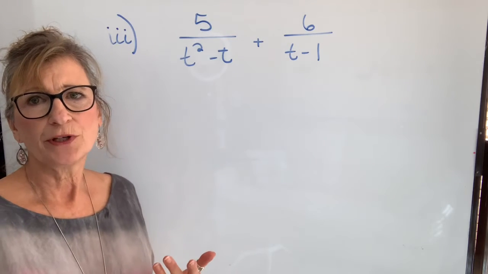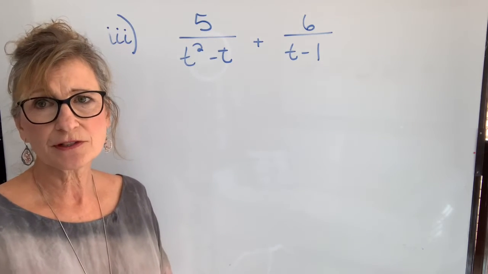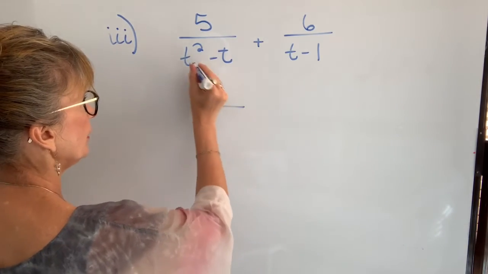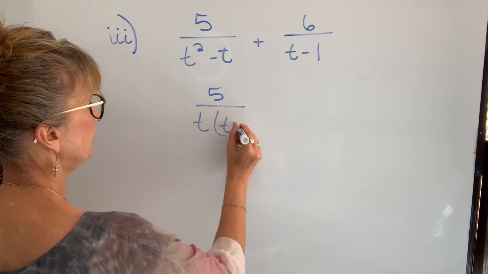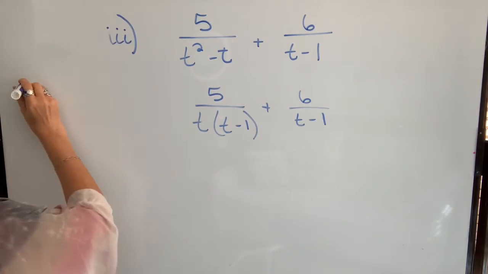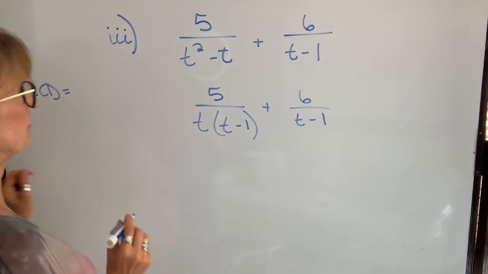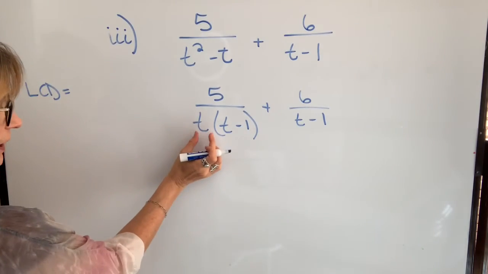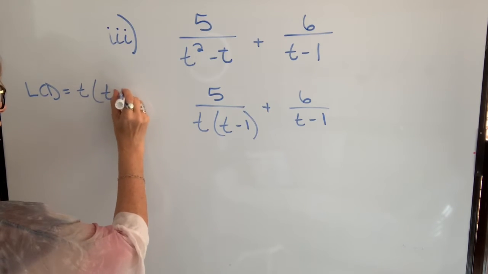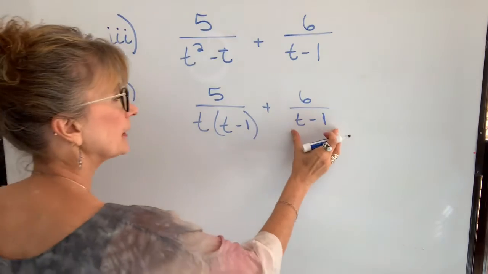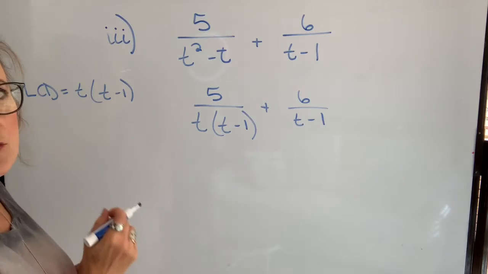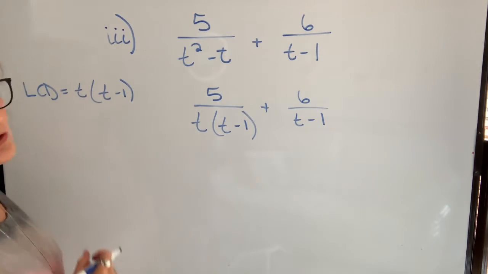In this next example, we are going to have to factor our denominators, and actually we can only factor this first one. We can factor a t out, and we're left with t minus 1. So when we're finding our lowest common denominator, we start with our first fraction, and we start with the factors in that denominator. So we have t minus 1. We then look at our next fraction. It has a factor of t minus 1, which we already have. So we don't need to repeat it. So this is our lowest common denominator.